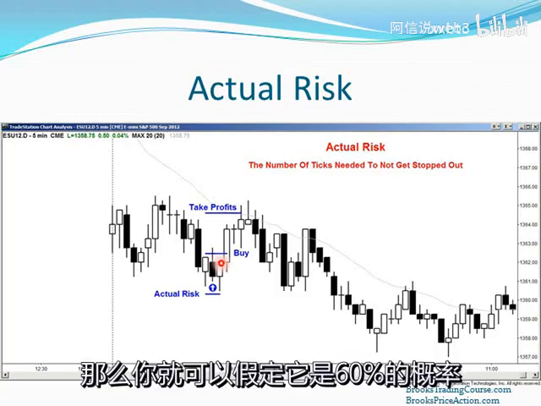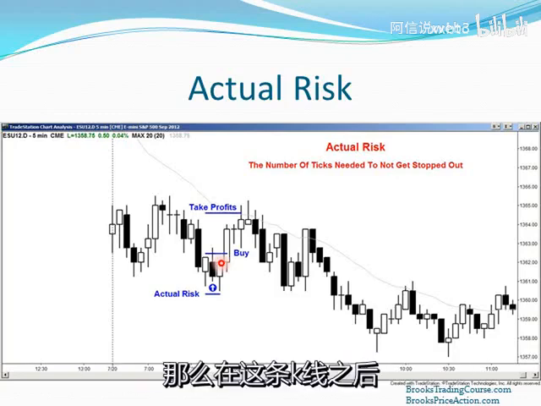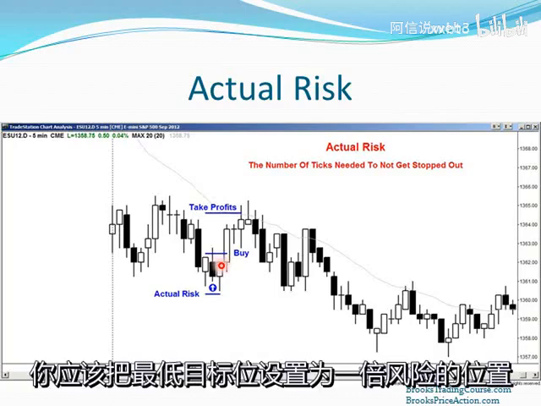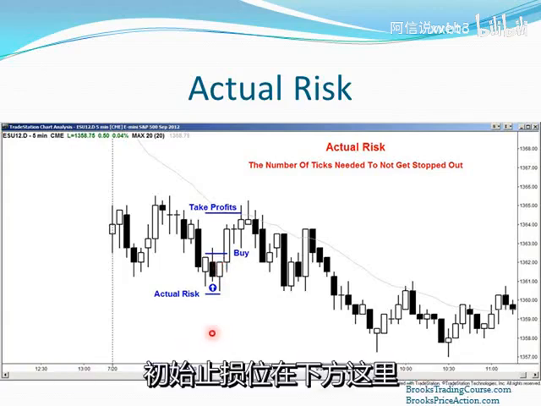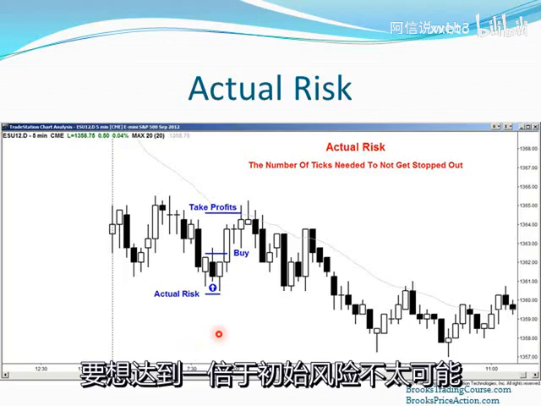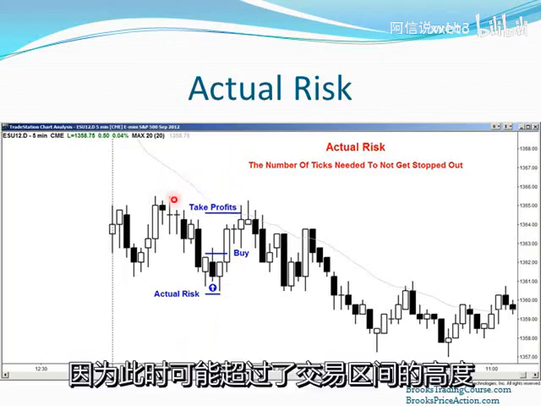So you'd look at it and you say, okay, 60% certain that if we get above this bar, we'll go up at least equal to my risk. But what is your risk? Your initial stop was down here. It's unlikely you're going to get 1 time your initial risk, because that would be way above the high of a quiet trading range day.